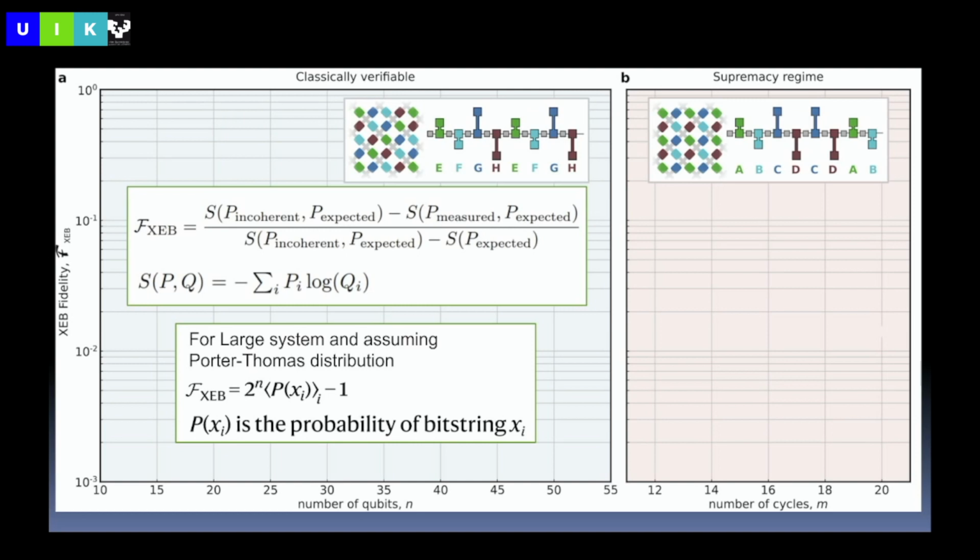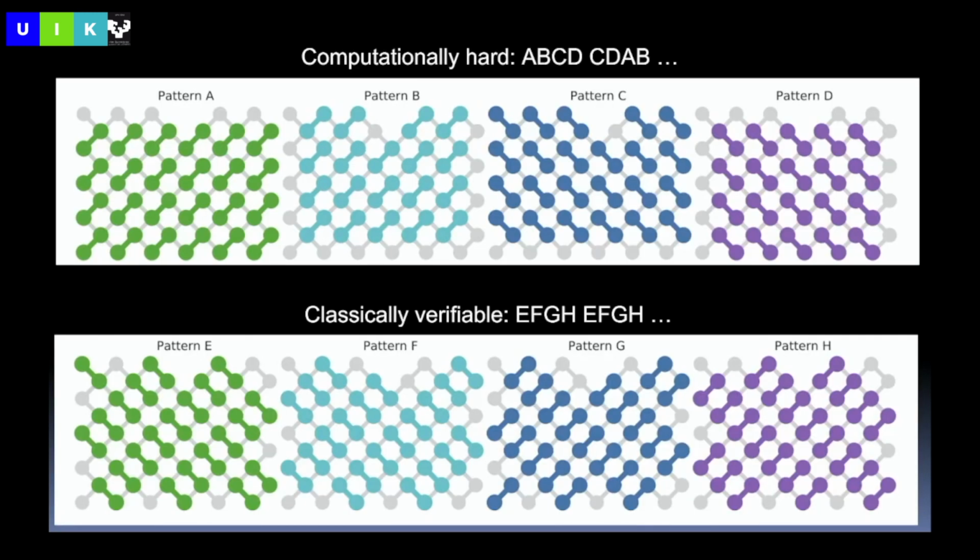Again, to be sure, flipping a coin and just writing bit strings by chance is going to give you exactly 0, right? Pxi average would be 1 over 2 to the n, and then the normalization gives you exactly 0. So that's the notion of fidelity you see on the vertical axis. On the horizontal axis, we are going to play with the number of qubits or number of cycles. And these are the two patterns that I was talking about.